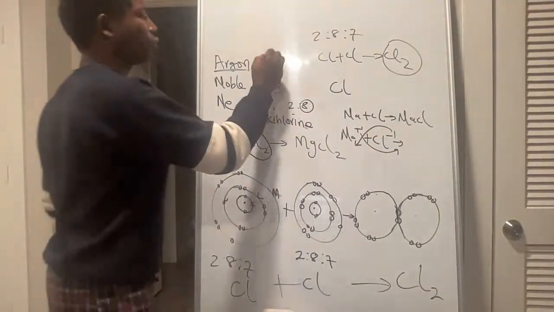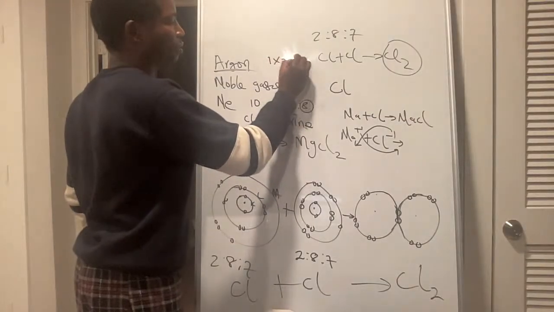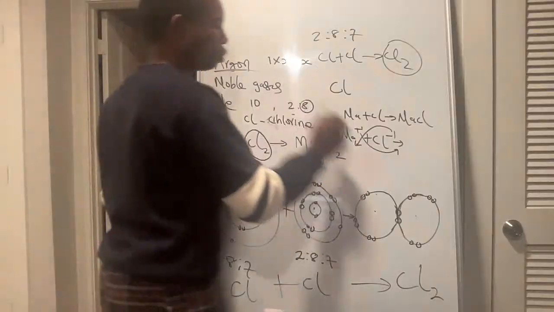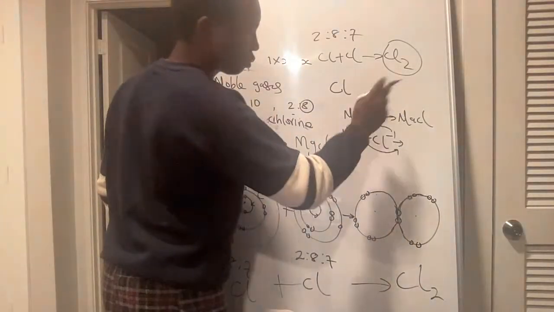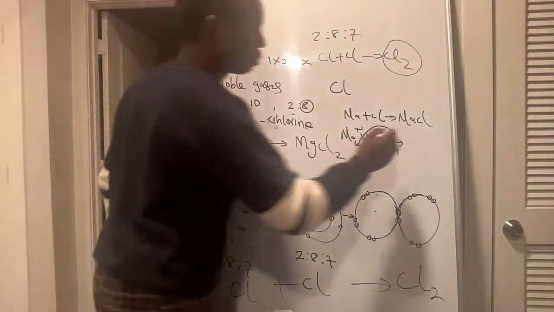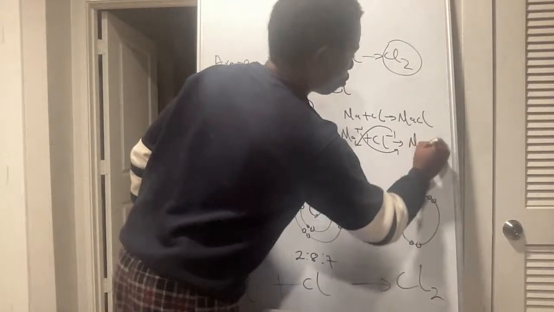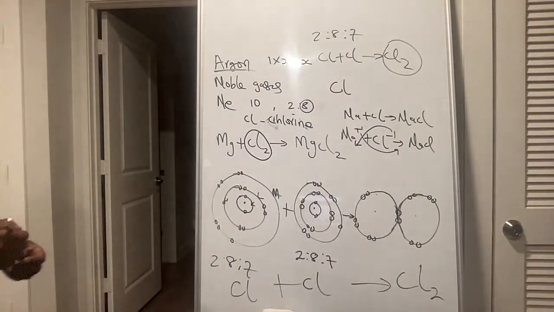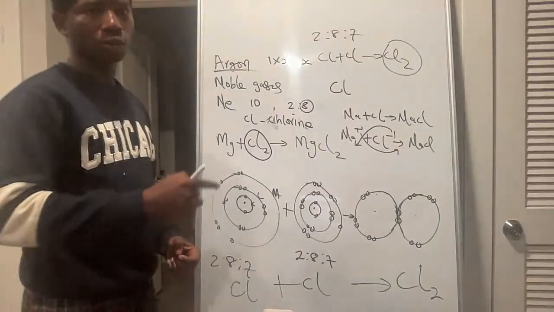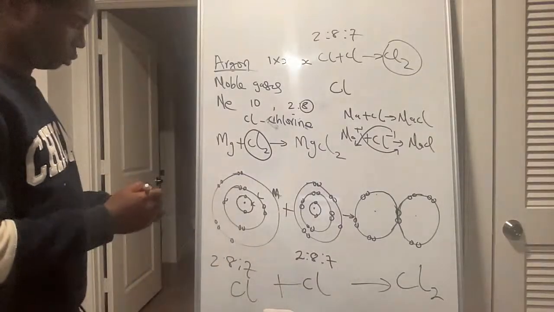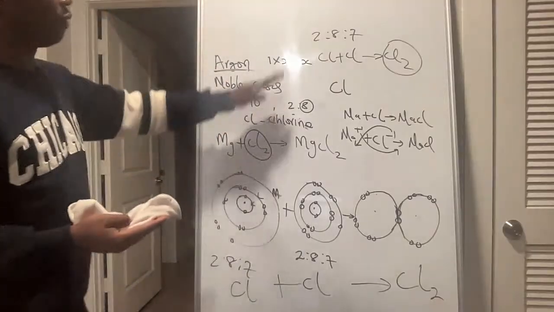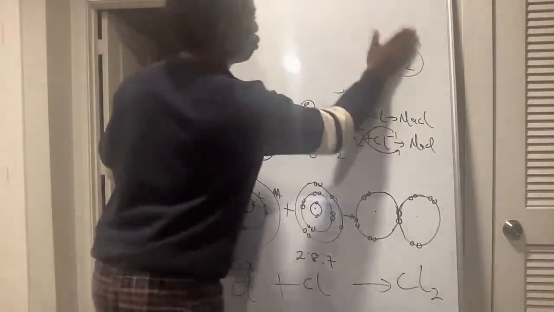In mathematics, we know 1 times x is equal to x, right? We know this. So anything times 1 is the same. So it's going to give us sodium chloride. Now, that is just the beginning.